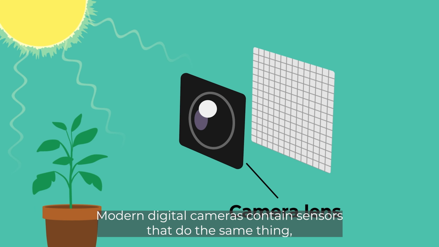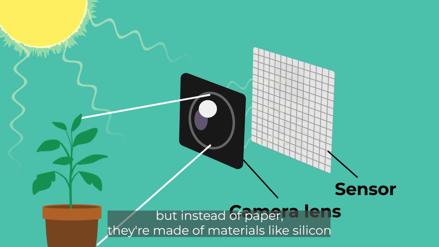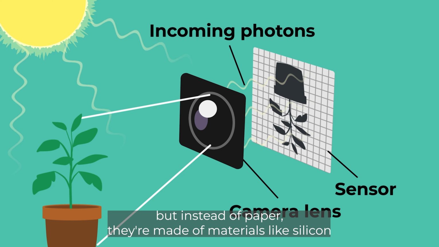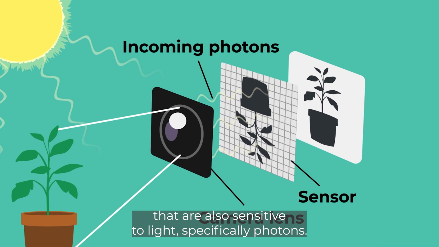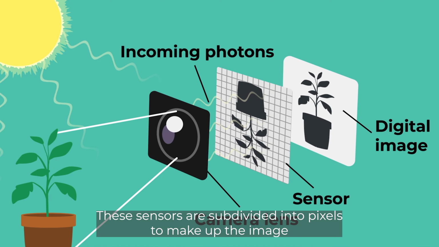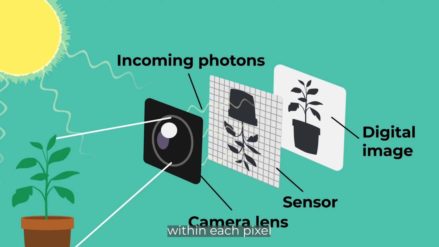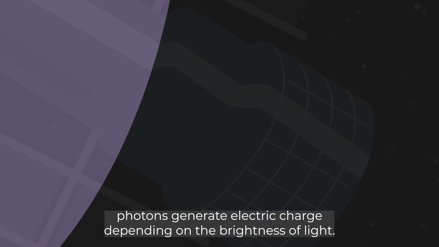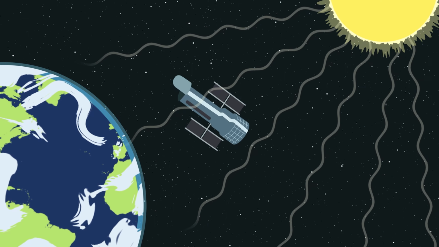Modern digital cameras contain sensors that do the same thing, but instead of paper, they're made of materials like silicon that are also sensitive to light, specifically photons. These sensors are subdivided into pixels to make up the image. Within each pixel, photons generate electric charge, depending on the brightness of light.